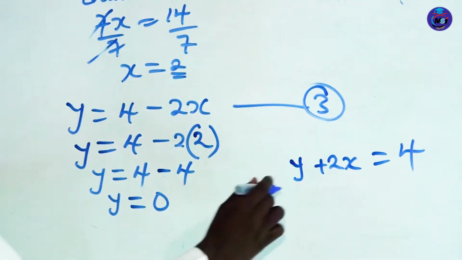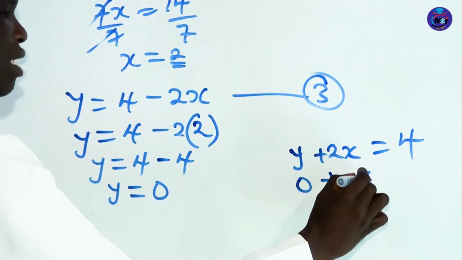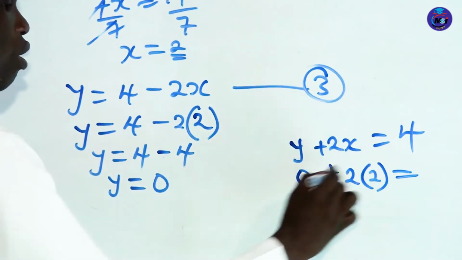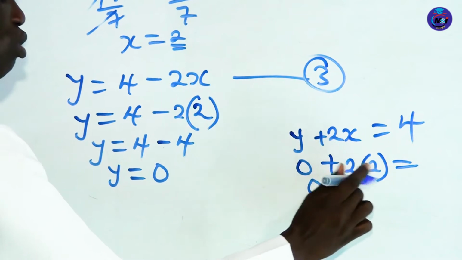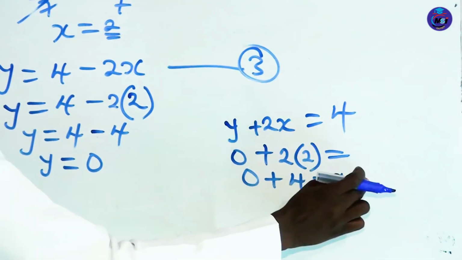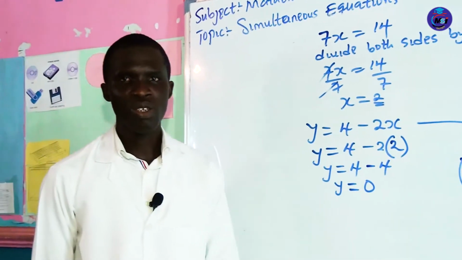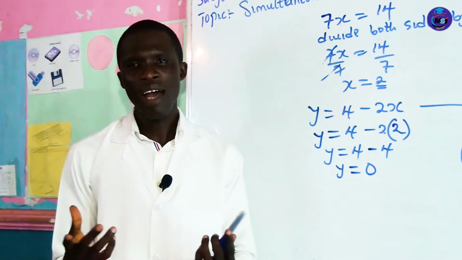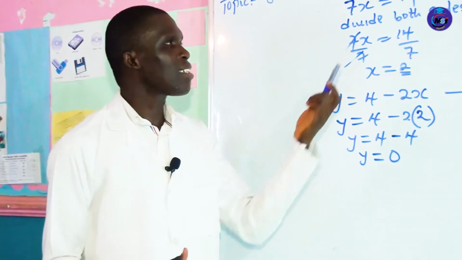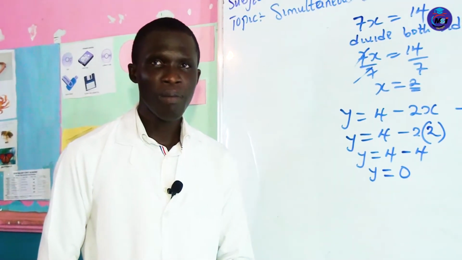Y is 0 plus 2, x is 2. So 0 plus 2 times 2 will give us 4. Can you see? 0 plus 4 will give us 4. So this is telling you that our answer is correct. Okay? Now, let me give you another method which is called elimination method.